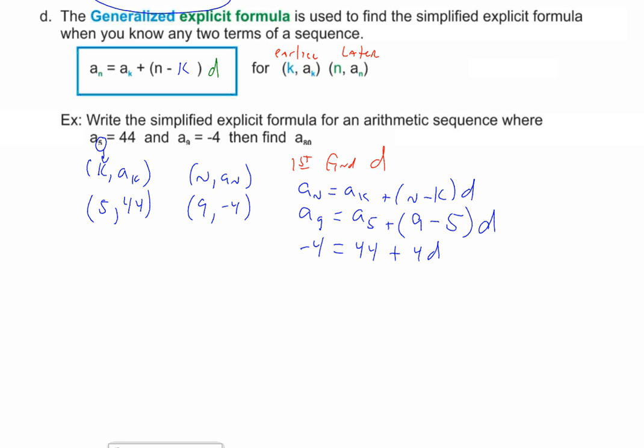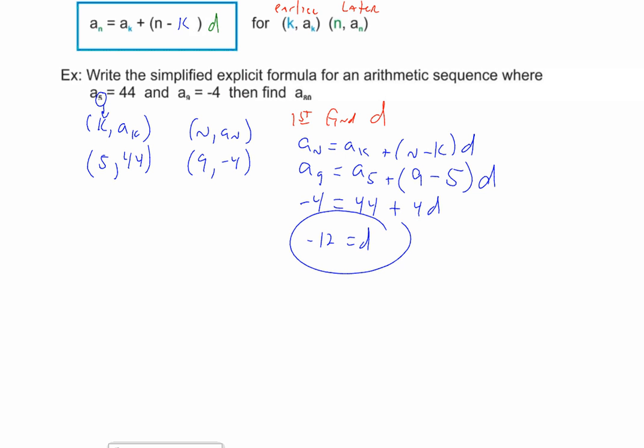All right, so move the 44 to the other side. You get -48. And you end up with -48 divided by 4, right? Just math, algebra. So what do you get? -12 is d. And that's what we were after first.